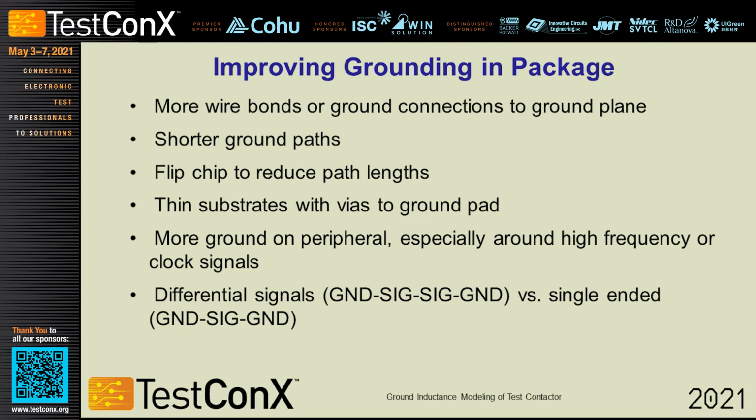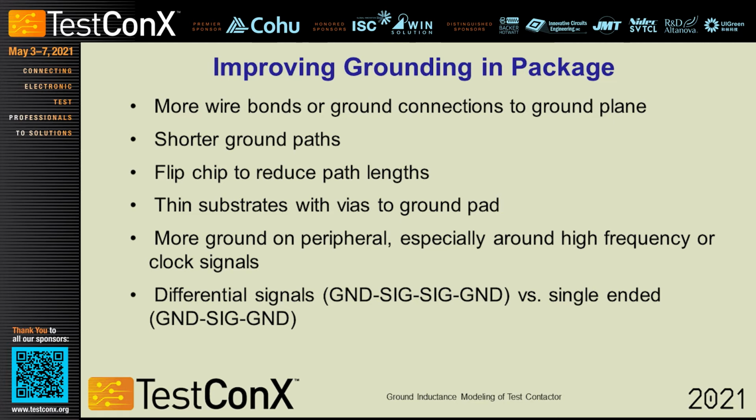Because typically what happens is if you don't have ground around your RF signals, the ground path has to go through the contactor, through the board to the ground plane, and then back up to the ground on the board where the RF signal would be. And that ground path sometimes is a lot longer than having grounds inside the package that are basically set up to run parallel to the RF signal and provide a good grounding scheme all the way from the device to the connector.